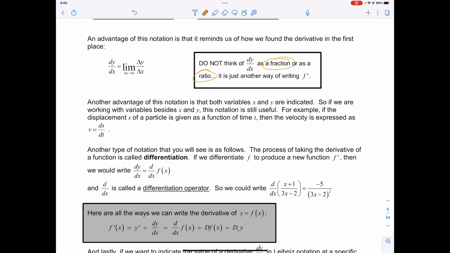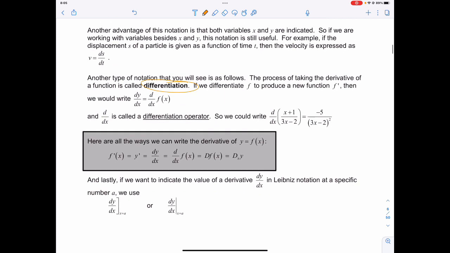For example, if the displacement s of a particle is given as a function of t time, then the velocity is expressed as the velocity is equal to ds over dt. Another type of notation you will see is as follows. The process of taking the derivative of the function is called differentiation. If we differentiate f to produce a new function, f prime, then we would write dy over dx is equal to d over dx of f of x. And d over dx is called a differential operator.